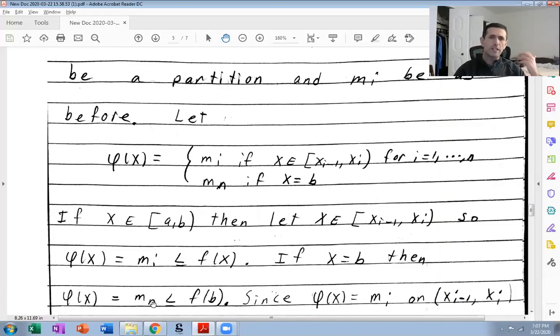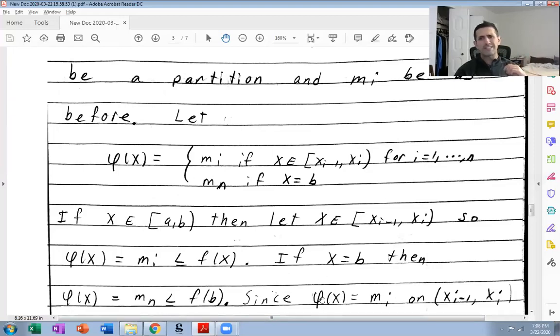Little mn is the infimum of my function on the closed interval xn minus 1 to xn. Certainly, b, which is xn, is in the closed interval xn minus 1 to xn. It's the right endpoint of that closed interval. So the infimum is less than or equal to f of b. All right. Now, so what did we just do? Ignore this for a second. We just proved that for any x in the closed interval a to b, phi of x is less than or equal to f of x.